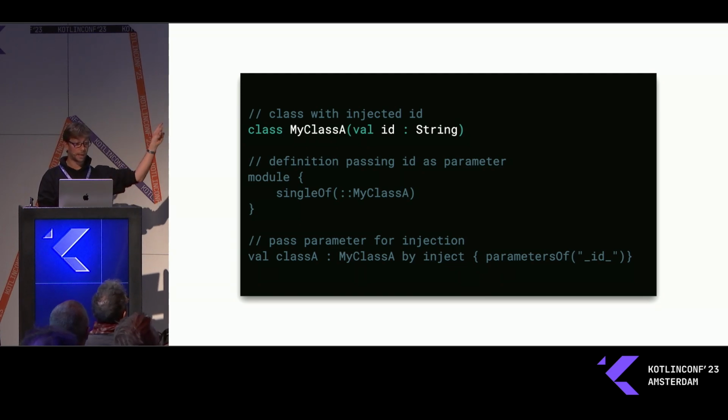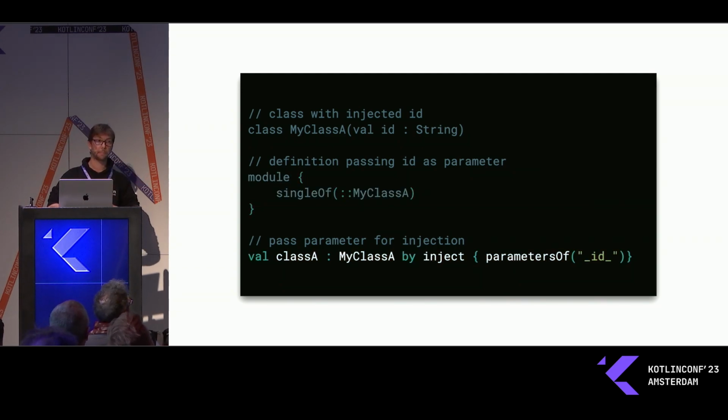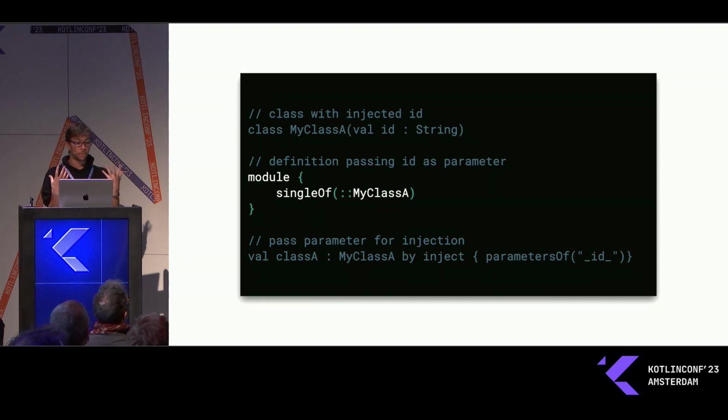But then we have this class. We need a data, which is an ID. We define it in Koin. And then what we do is pass this parameter to Koin to say, this is the ID I would like to create the instance with. And then you see that here, the writing is simple. I don't have to care about writing my injected parameters.